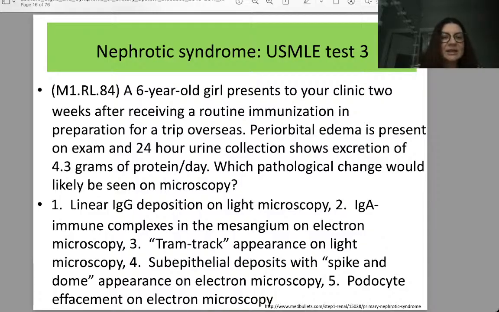First one, it is linear immunoglobulin G deposition on light microscopy. Second, immunoglobulin A immune complexes in the mesangium on electron microscopy. Third, it is tram-track appearance on light microscopy. Fourth, subepithelial deposits with spike and dome appearance on electron microscopy. And fifth, it is podocyte effacement on electron microscopy.